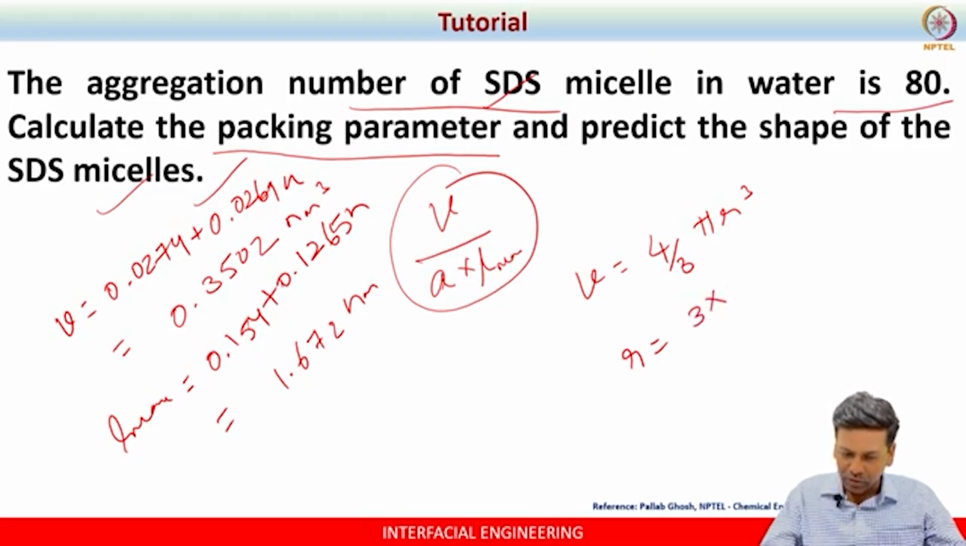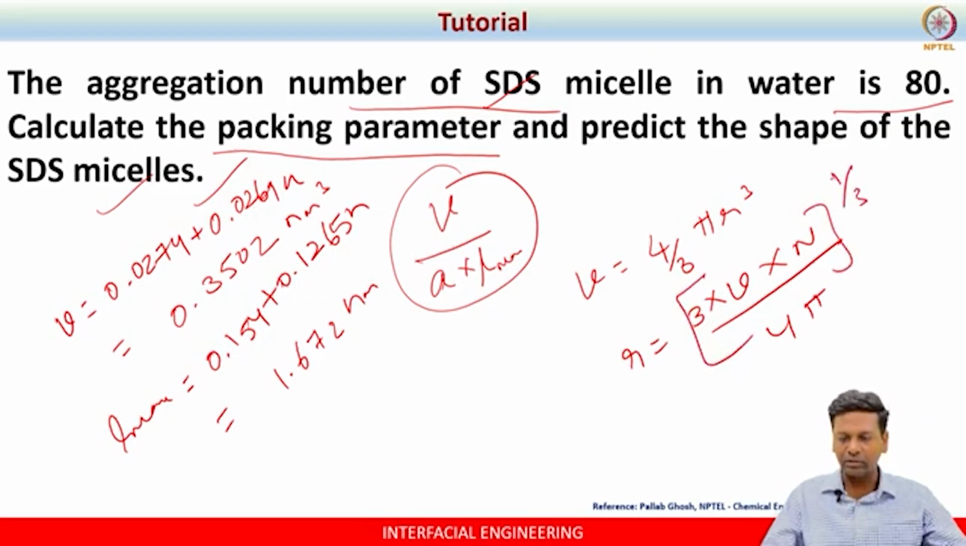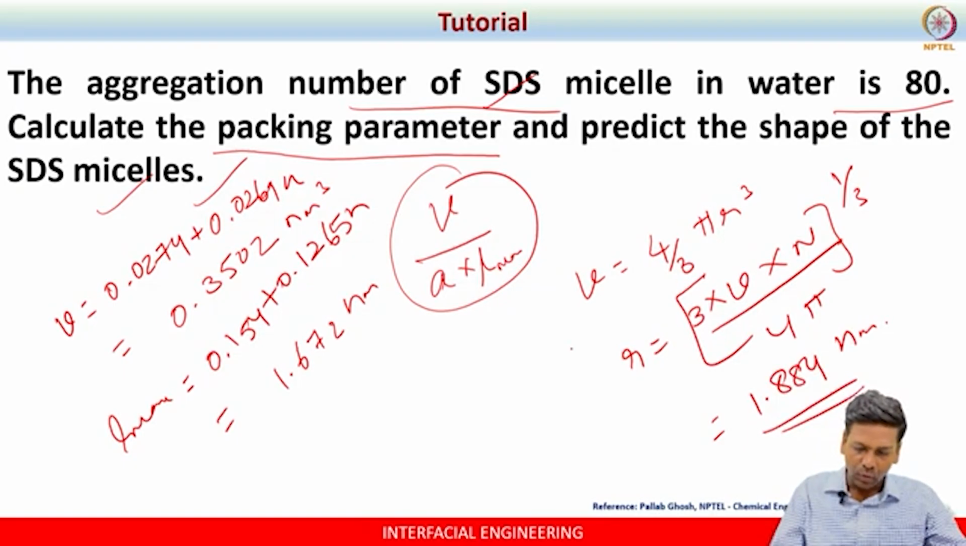So the radius of the micelle will be 3 into v into n, divided by 4 pi, power 1 by 3. So the radius here is 1.884 nanometer.